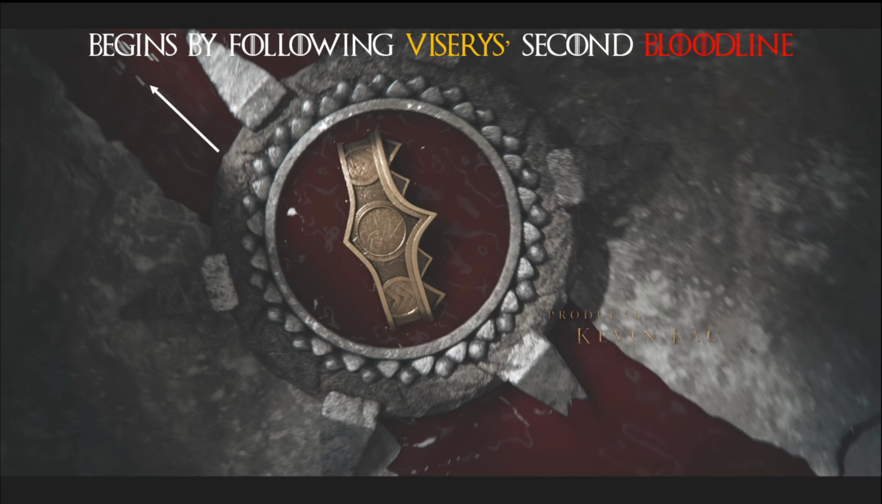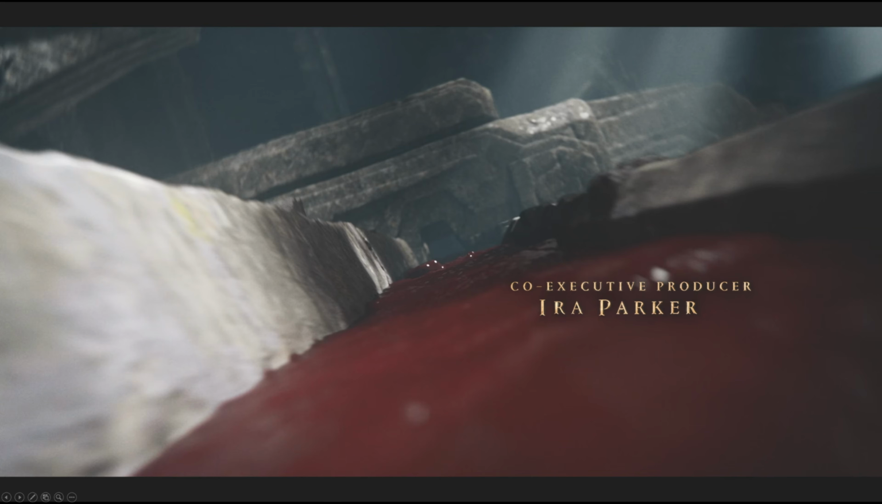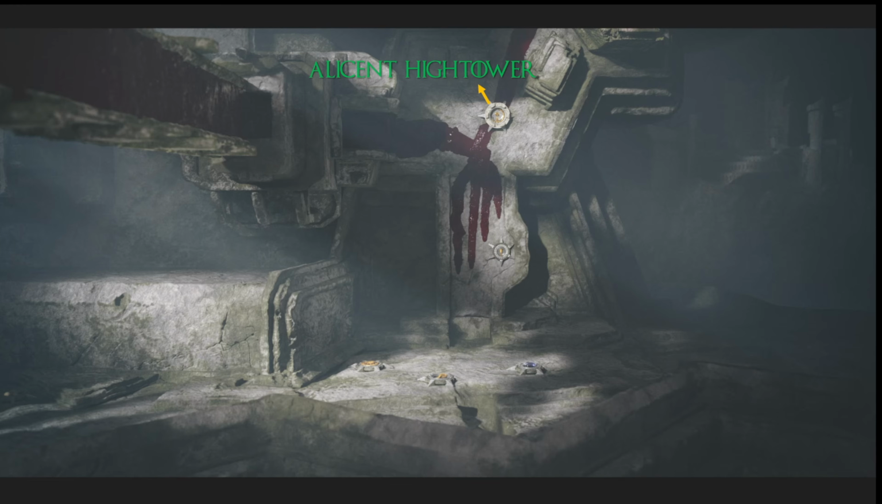It begins by following Jaehaerys' second bloodline that up until now had been hidden in the background. From there, the blood flows quickly towards a faraway lower level, representing a younger generation. And for the first time, we get a closer look at Alicent Hightower's emblem, as well as those of her children. Each of the 4 bloodlines representing one of her children, and the bloodlines' length representing their birth order.